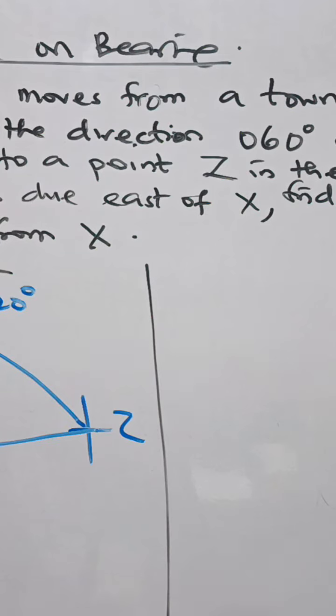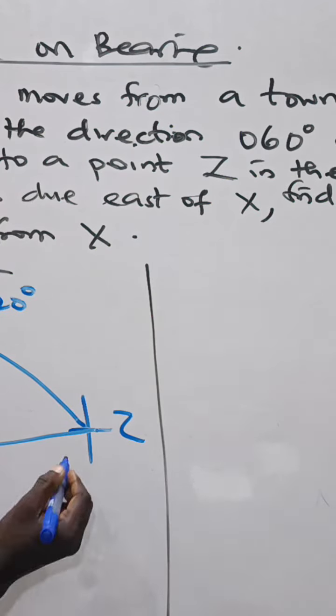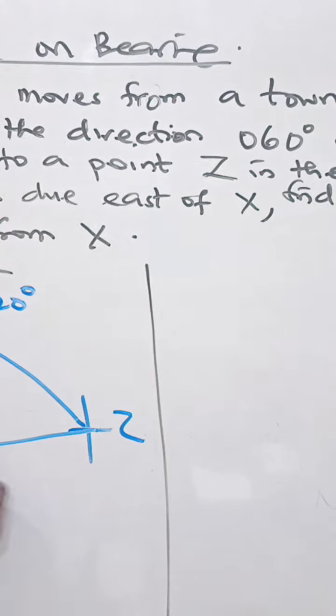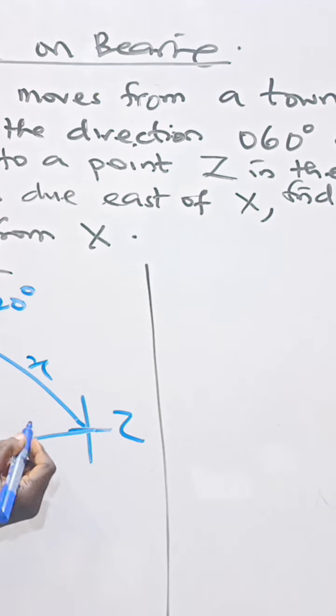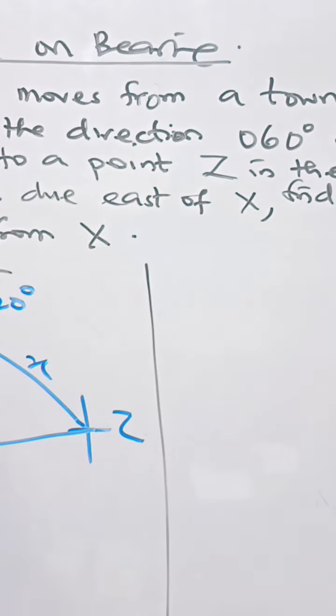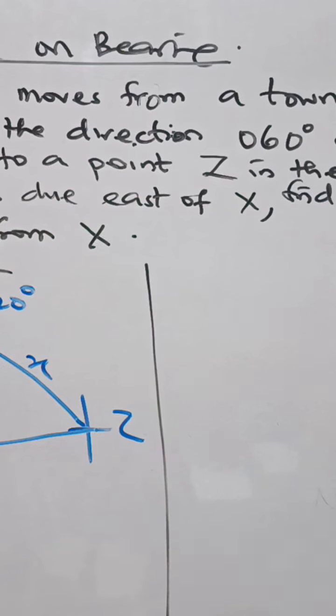Find the distance of point Z from X. We want to find the distance XZ. So the distance XZ will be denoted as small y. This place will be X, up the side opposite, and there will be Z. Z is 30. We are given this as 30 kilometers. So we want to find y, which is the distance from the point Z to point X.